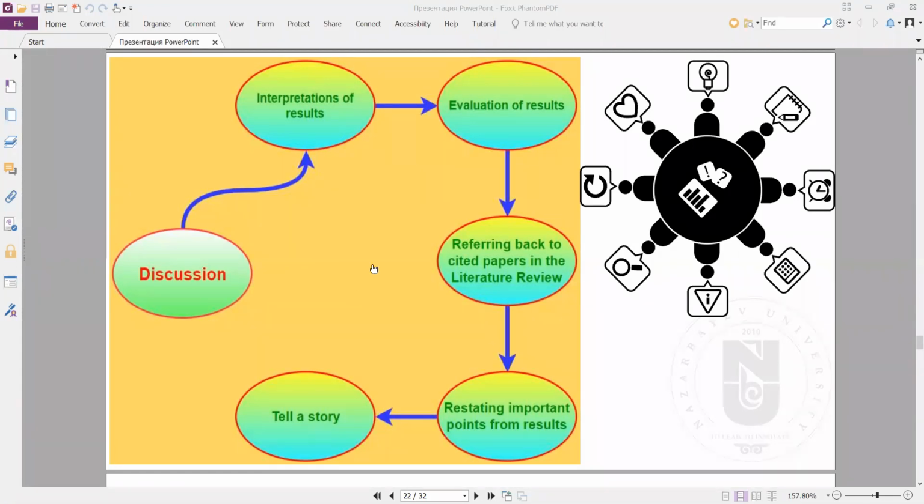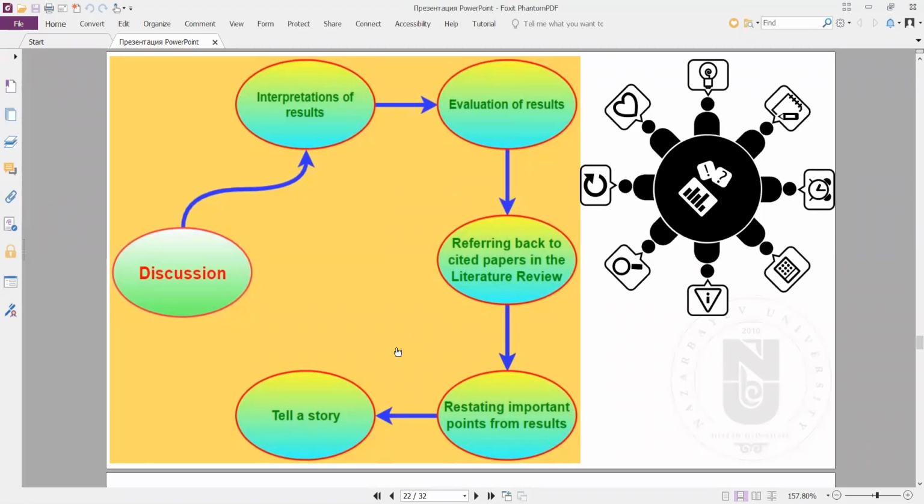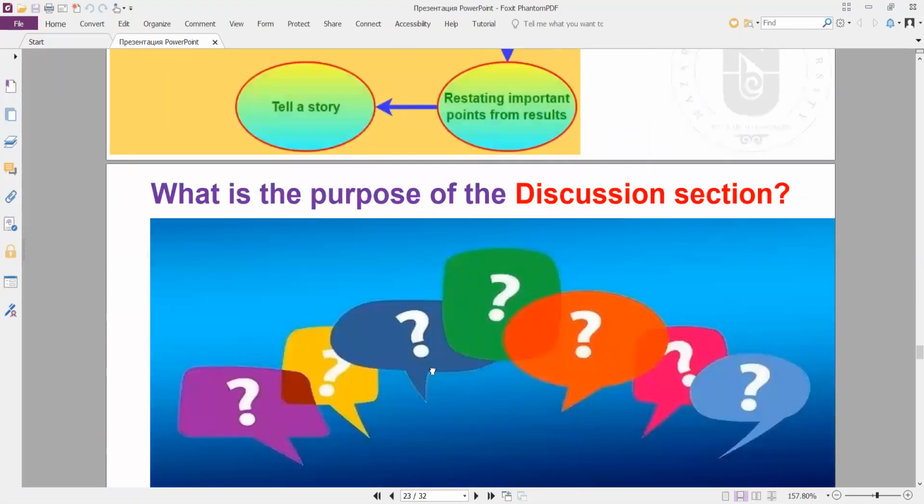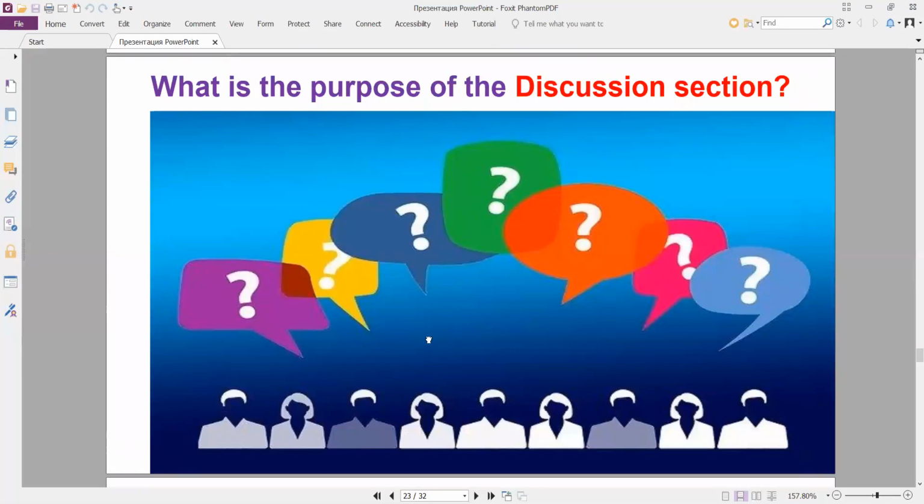Again, for the ease of your understanding, the discussion should include interpretations of the results or findings, as you like, evaluation of those findings, referring back to the cited papers in the literature review, restating important points from results or findings, and this is how you tell a story. Okay, I've mentioned this several times. So this is how you tell your story. Okay, great then.